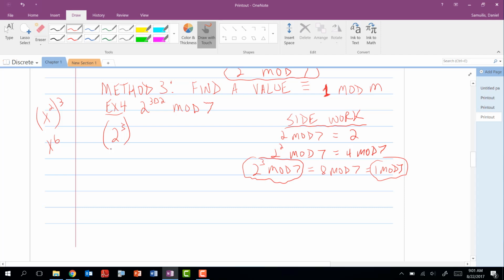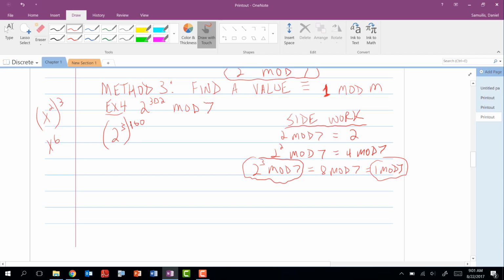All right? Okay, what's 3? Now, I know this isn't mod math, but this is just figuring out how to work my exponent rules. 3 goes into what number that is very close to 302? 300, right? Okay, so 2 to the third raised to the what makes this 300? 100.